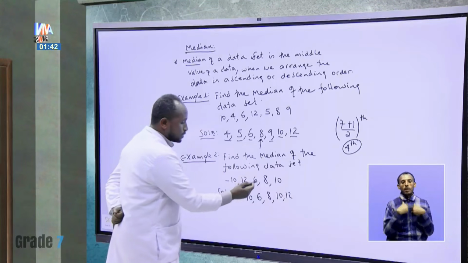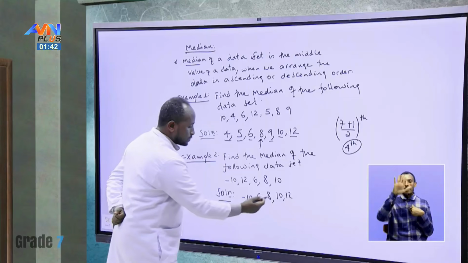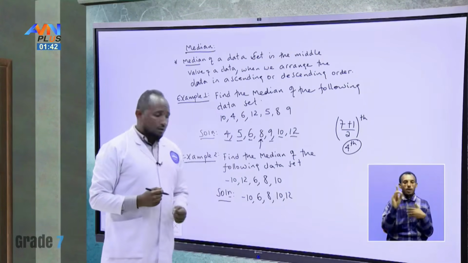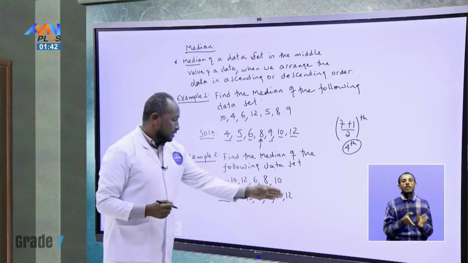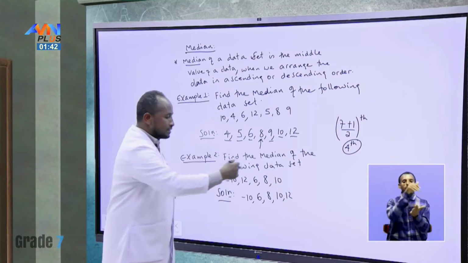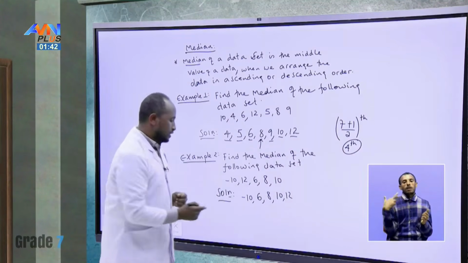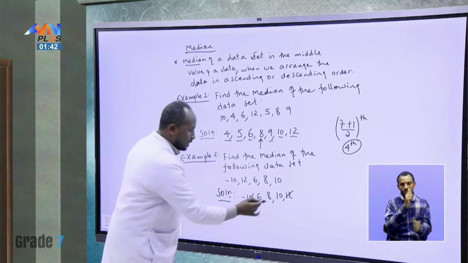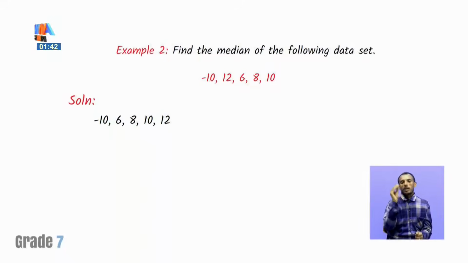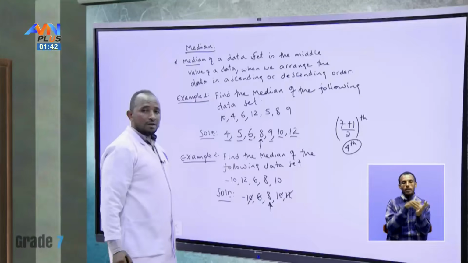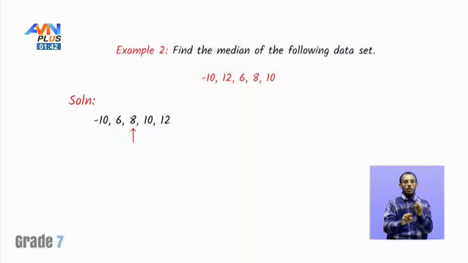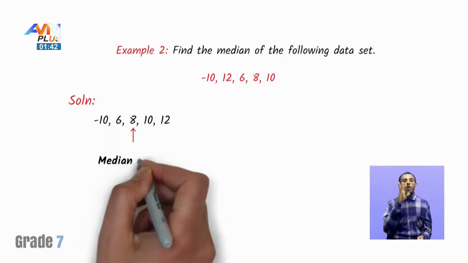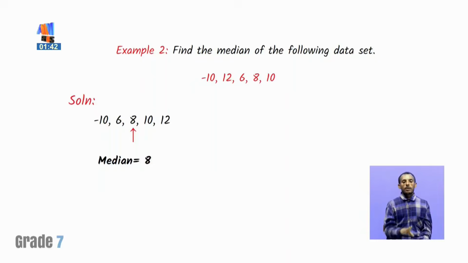How many data do we have here? 1, 2, 3, 4, 5. That's correct. We have an odd number of data. Therefore, let's find the median by cancelling the right and the left part equally. First, let's cancel this one by this and cancel this out. You have this, the middle value will be 8. So the median will be 8.